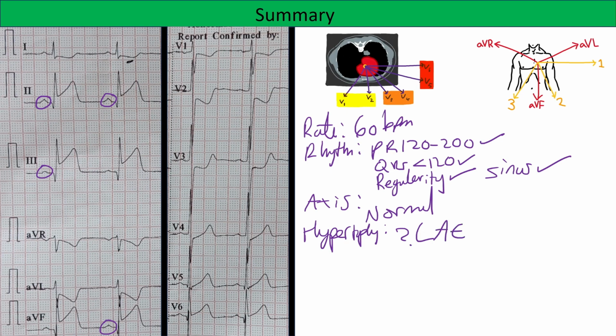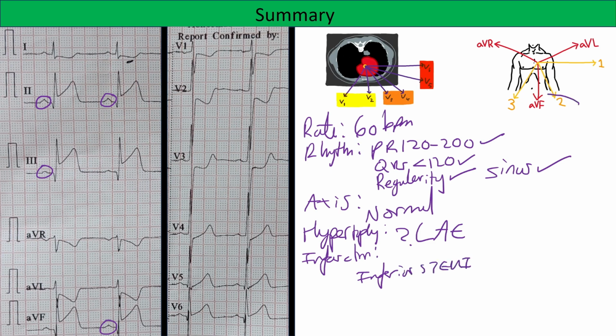So possible left atrial enlargement. Remember that any sort of hypertrophy has to be confirmed on an echo. You can't really confirm it using an ECG. An ECG can only be suggestive. So we've got rate, rhythm, axis, hypertrophy. Now with infarction, as we discussed, we have an inferior STEMI.